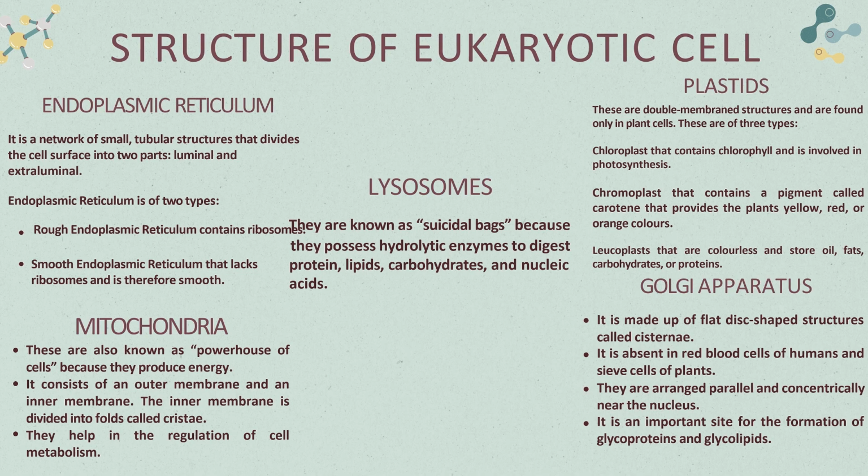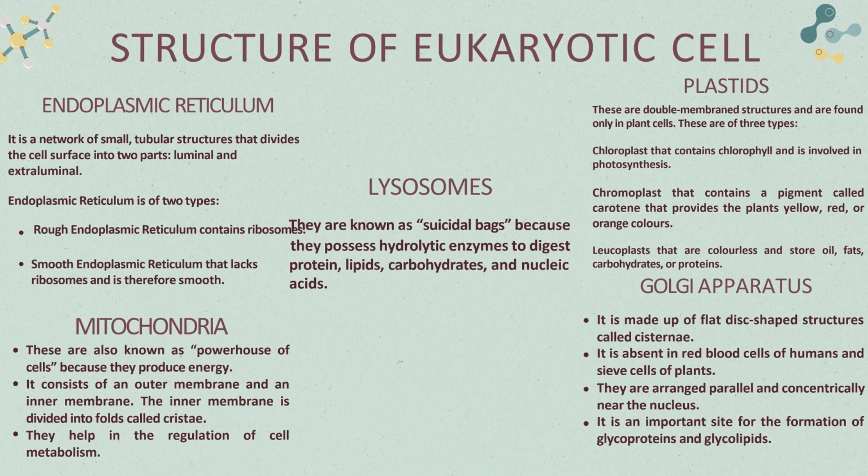We also have endoplasmic reticulum. It is a network of small tubular structures that divides the cell surface into two parts, the luminal and extraluminal. Endoplasmic reticulum has two types, the rough endoplasmic reticulum that contains ribosomes and the smooth endoplasmic reticulum that lacks ribosomes and is therefore smooth. Next is the lysosomes.